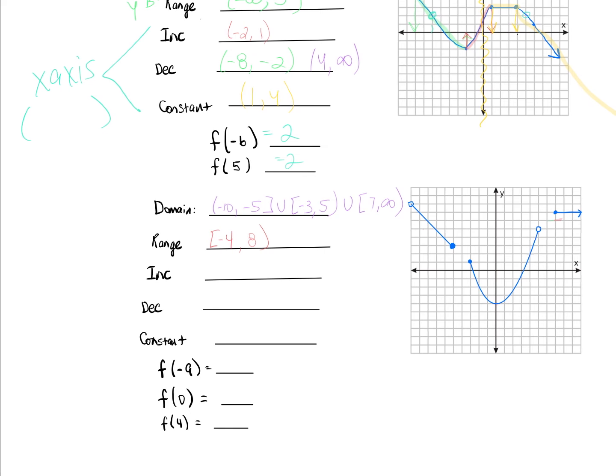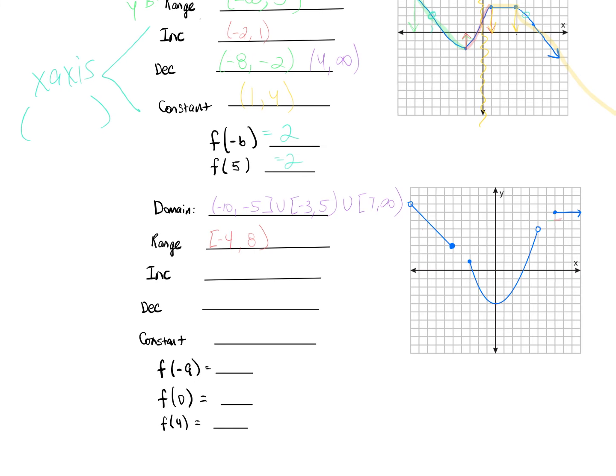Are there areas where your graph goes up? Yeah. Are there areas where your graph goes down? Yes. Are there areas where your graph stays flat, constant? Yes. So you're going to have answers for all of these. So let's just look from left to right.